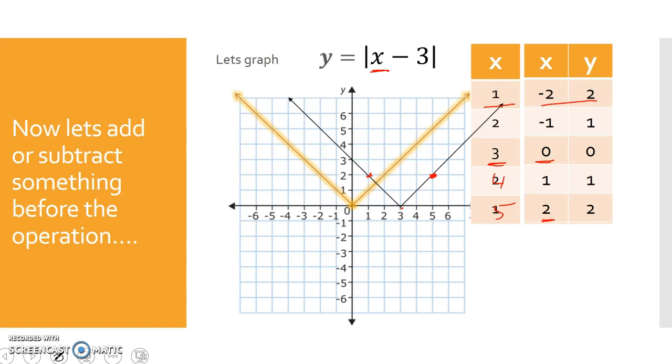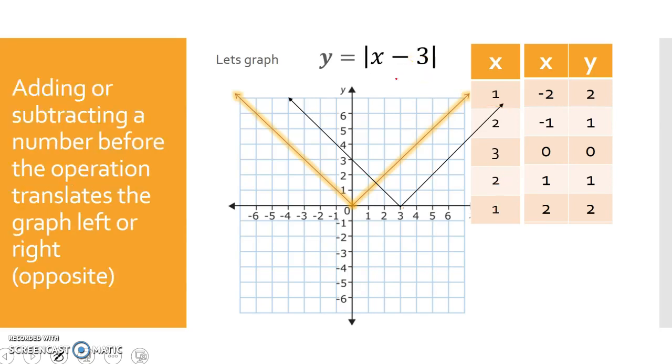So the new graph is shifted 3 units to the right. If I subtract 3, it's shifted 3 units to the right. Adding or subtracting a number before the operation translates the graph left or right, opposite of what you would think. So if it's minus 3, you'd probably think that it should go to negative 3. But it actually goes to positive 3 because I have to plug in a positive 3 for x to make it equal to 0.